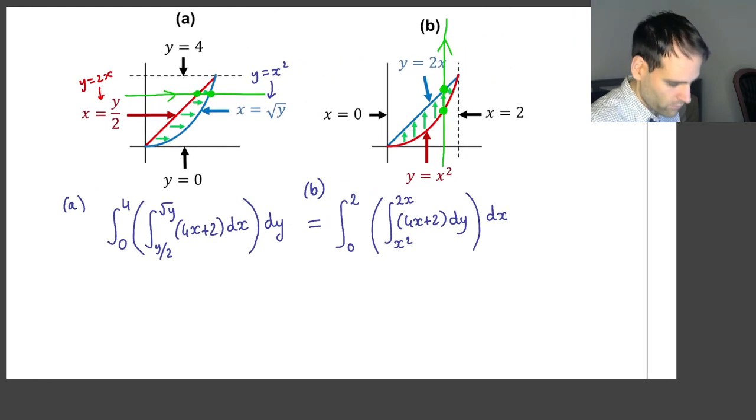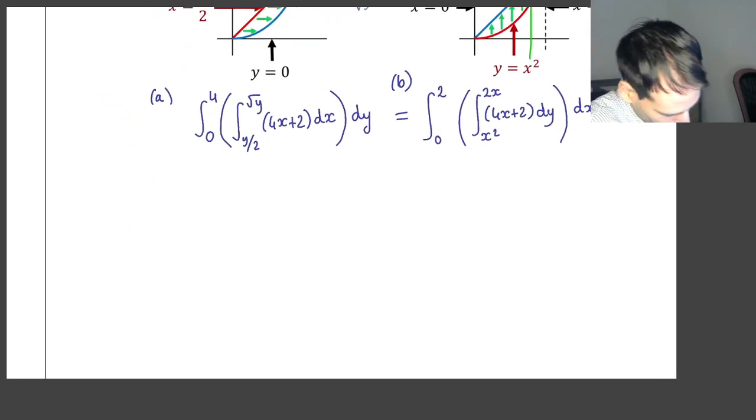Why do I think so? Because I don't like the idea of having to do square roots of y, and the integral of square roots might be uglier than here. B looks nicer, right? We will have some polynomial, we will substitute x squared and 2x, so we will have a nice polynomial to integrate with respect to x. So I'm going to choose B.